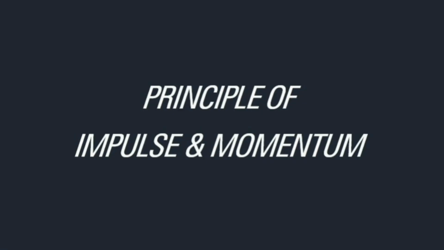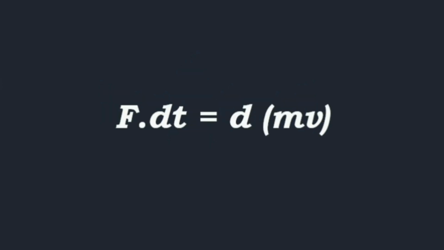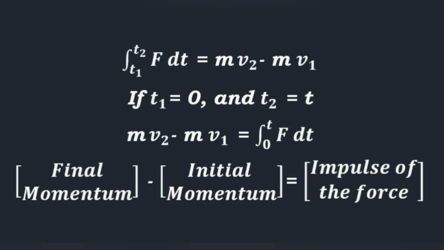Principle of impulse and momentum. We know that F is equal to d by dt of mv. Multiplying both sides of the equation by dt, F into dt is equal to d of mv. This equation tells that the differential change in the momentum of a particle during the time interval dt is equal to the impulse of the force acting during the same interval. Integrating this equation from time t1 to time t2, integral t1 to t2 F dt is equal to mv2 minus mv1.